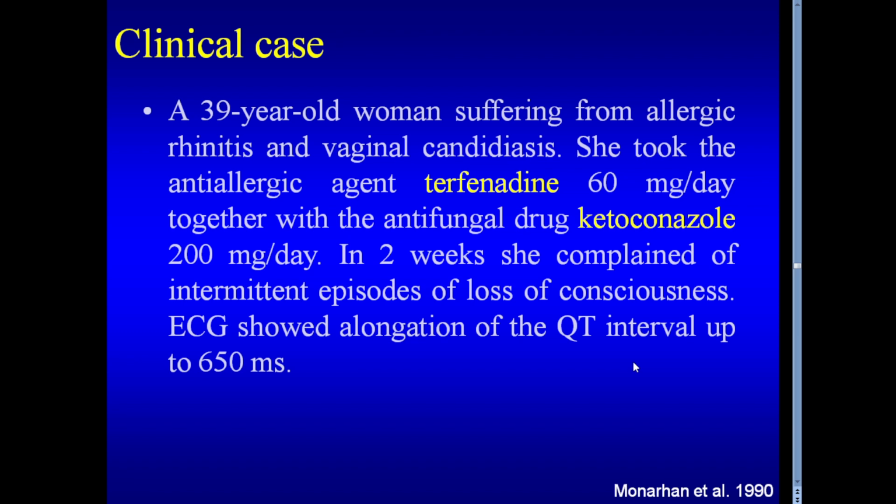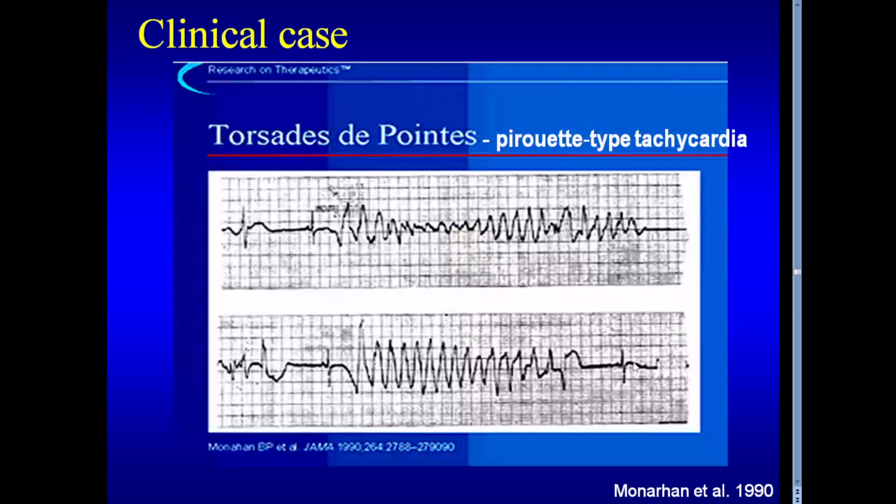Investigation: ECG showed elongation of the QT interval up to 650 milliseconds and formation of a specific arrhythmia, torsade de pointes, or pirouette type tachycardia. And during these periods, the patient was unconscious.